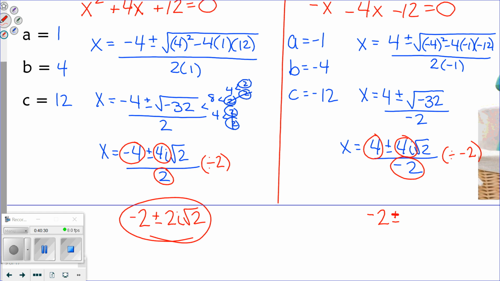What I hate to see is students go plus minus negative 2. This is what I see a lot. That's a little redundant, don't you think? You don't need all those signs. You already got them both right there.